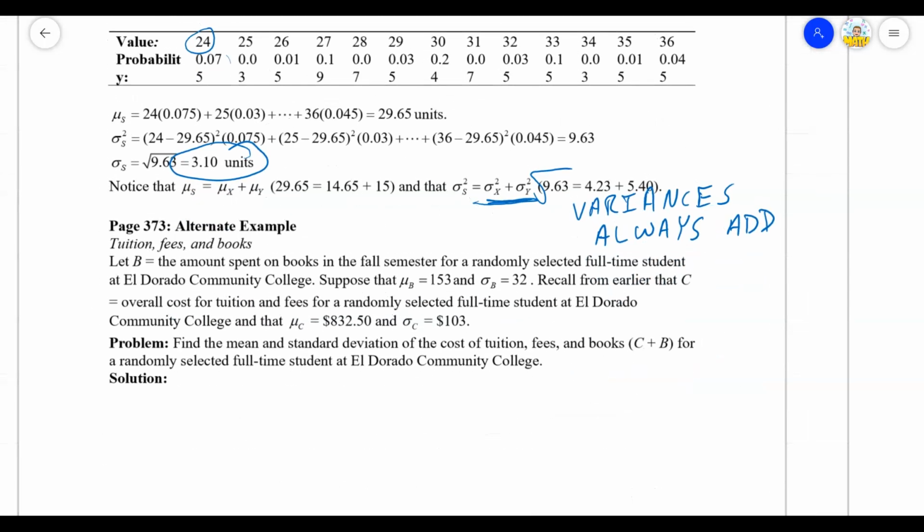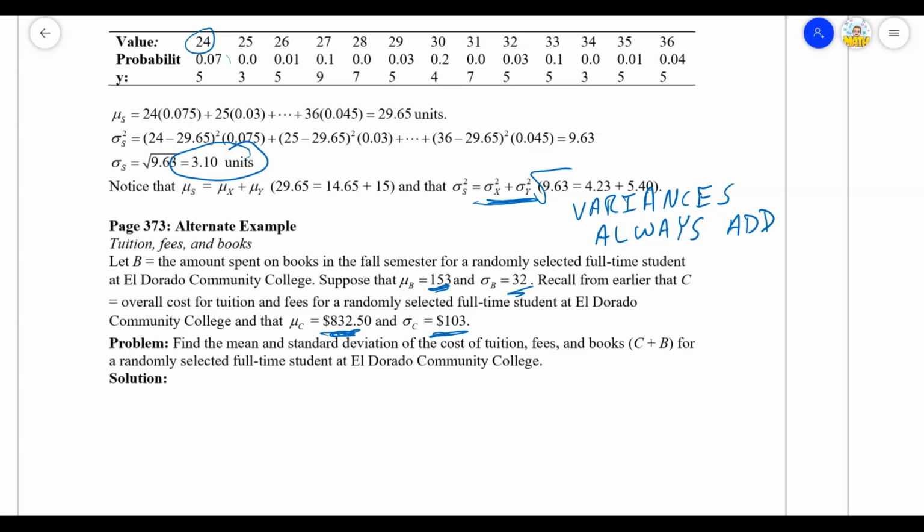So let's see what happens in this next example. We'll have to work this one out ourselves. Let B be the amount spent on books in the fall semester for a randomly selected full-time student. Suppose that the average amount for books is 153 with a standard deviation of 32. Then they bring us back to these parameters that we had earlier. Recall that the tuition and fees follow a mean of 832.50 with a standard deviation of 103. Find the mean and standard deviation of the cost of tuition, fees, and books.